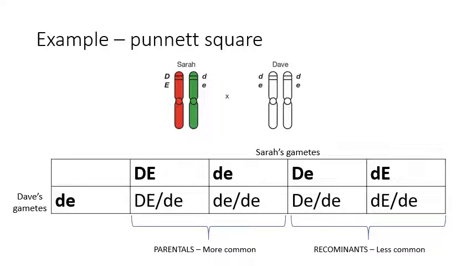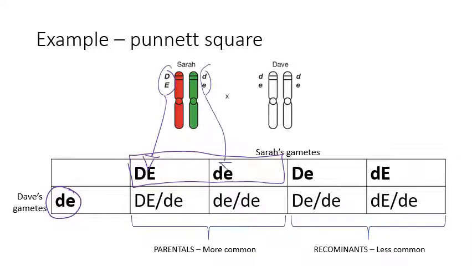So if we were to draw that up in a Punnett square, this is what the Punnett square would look like. Obviously, Dave can only give that one combination here on the side, and we've got Sarah's gamete combinations along the top. So both of these were the parentals, the original combinations on her chromosomes, and the last 2 combinations at the top were the recombinants. So they would only be produced if crossing over occurred during prophase 1.